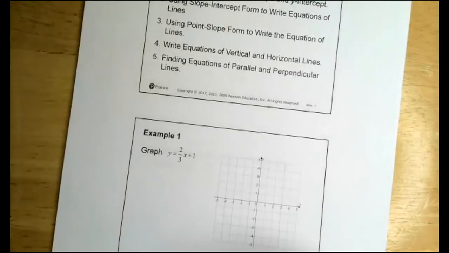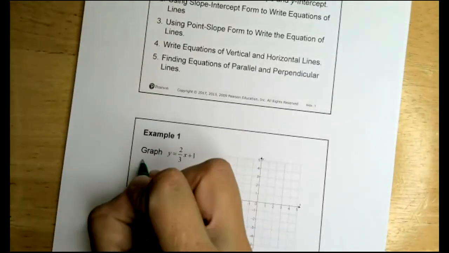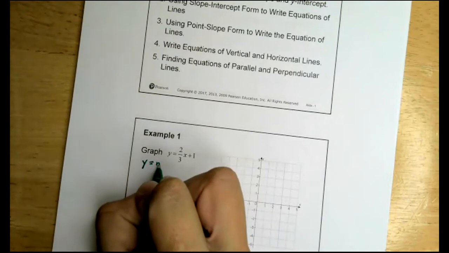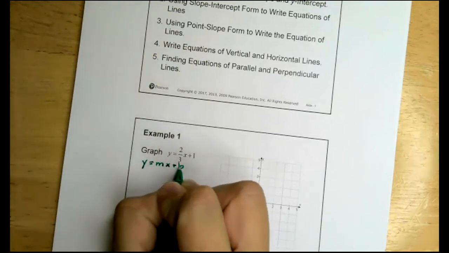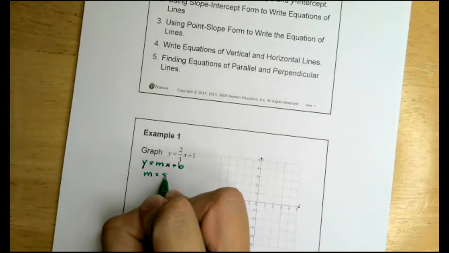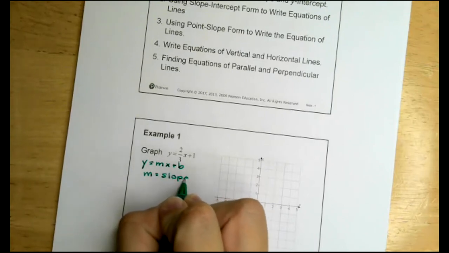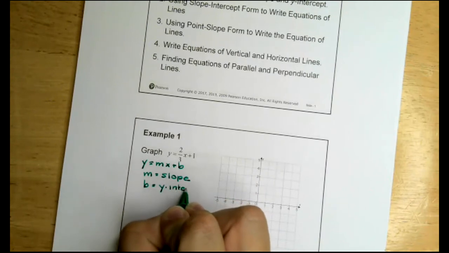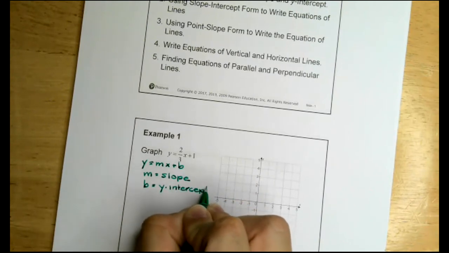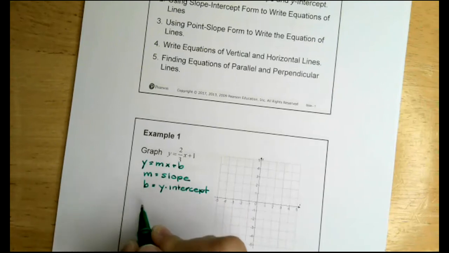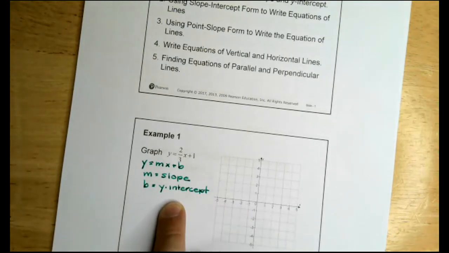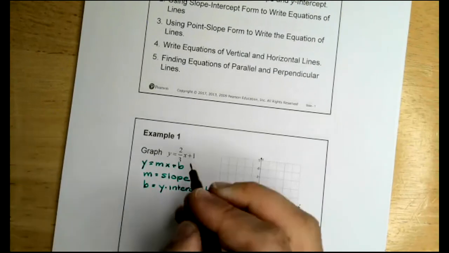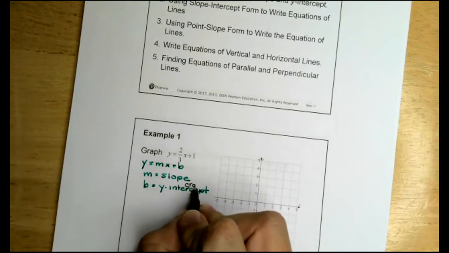So it's in slope-intercept form. Slope-intercept form is y equals mx plus b, where m is your slope and b is your y-intercept, which means where your graph or your line crosses the y. Okay, intercept just means to cross. So where do we cross y?